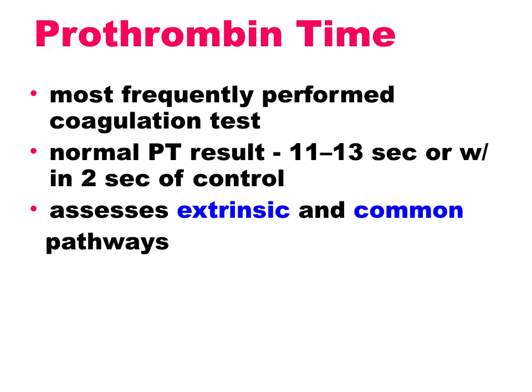So, on the other hand, we have the prothrombin time. This is the examination that is most frequently performed with regards to coagulation testing. The normal PT result is about 11 to 13 seconds, or it should be within 2 seconds of the control. This test assesses the extrinsic pathway as well as the common pathway.